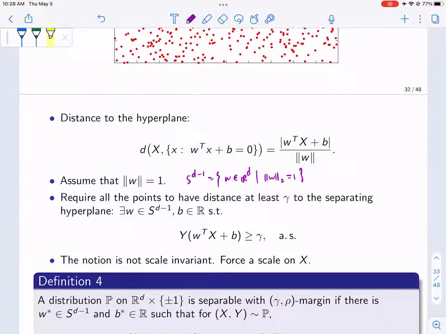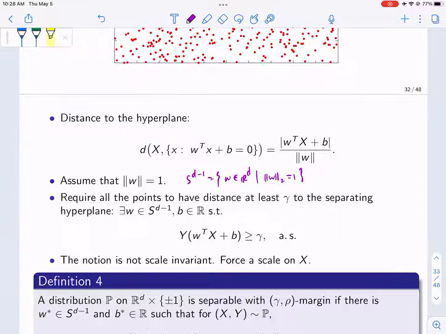This being bigger than 0 is separability. This being bigger than gamma means there is a margin of gamma, right? So that's how you can impose this condition. One issue is, imagine again, b is 0, I absorb everything into x.